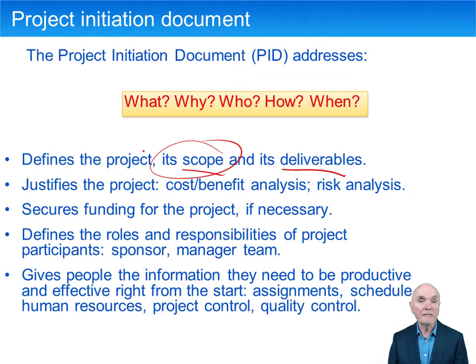It's going to have the cost benefit, the business case, the risk analysis. It's going to determine who's paying for it, which departments, whose budget it's going to be coming out of. It defines who's going to be involved in the management of the project, who's going to be in the management team, who's going to be what's known as a sponsor. We'll talk about some of these roles in a moment. It will have the detailed project plan within it that we talked about.